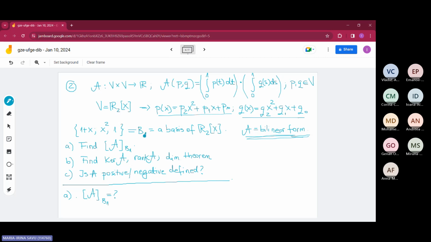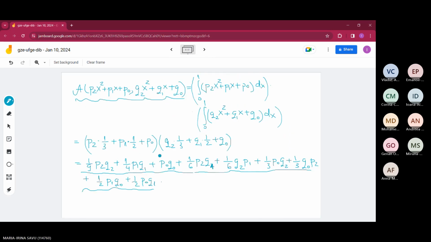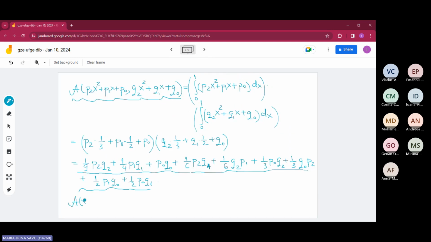So let's replace P and Q by these expressions, by these polynomials. But let me write them in an order. Let's start with x squared, because it has degree 2, then x plus 1, degree 1, and then 1. So if you want to find the matrix, you have to replace first P and Q by x squared, and you have to compute A of x squared and x squared.